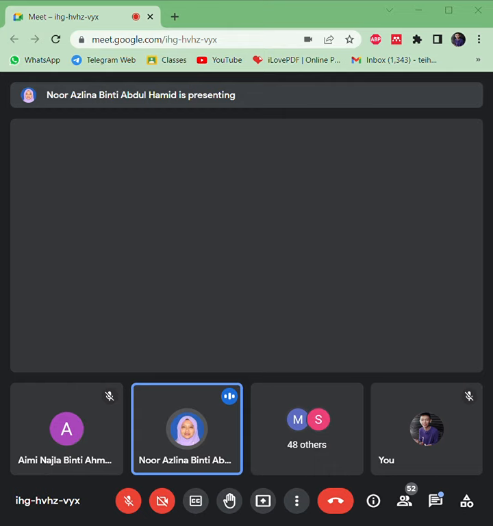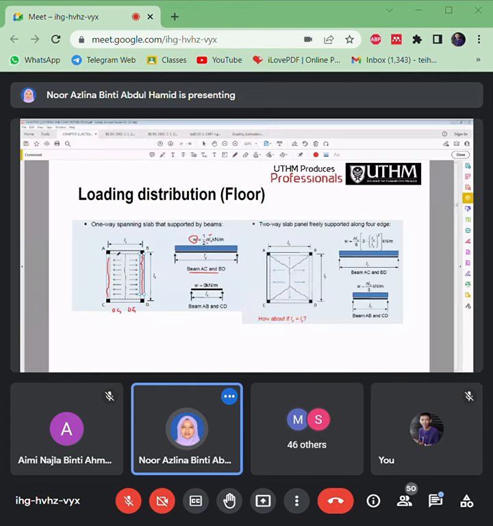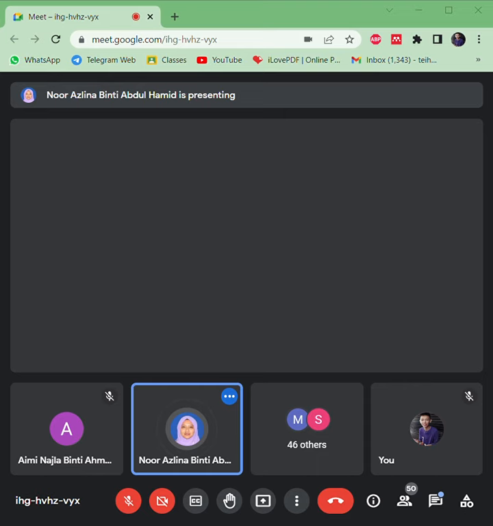So that's why AC and BD have the same loading, which is W. The load is 0.5, or 1 divided by 2, multiplied with the N and also multiplied with the LX here. So it means all the load here is the N.